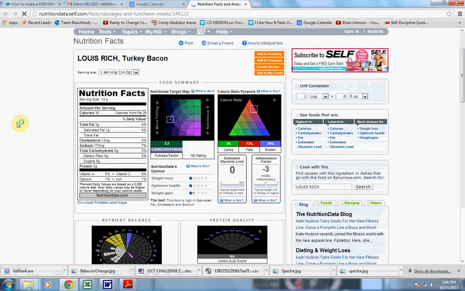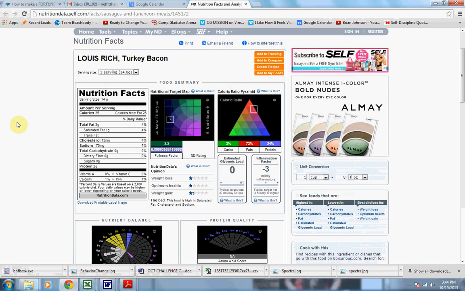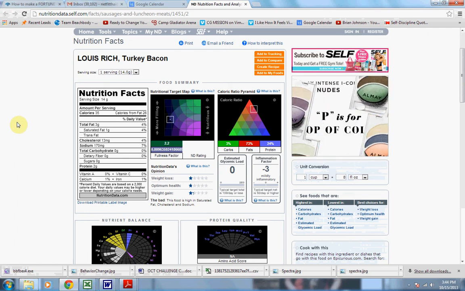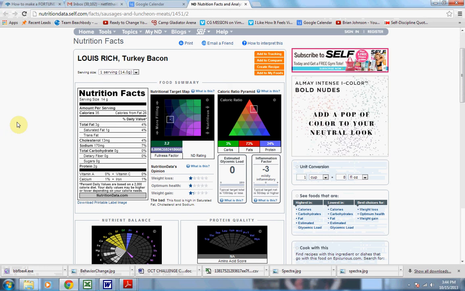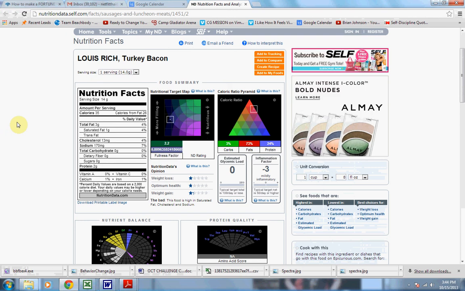So I want you to notice this turkey bacon. The serving size is basically 14 grams. In that serving size, we've got 35 calories total, and we have 26 calories from fat. So 26 out of 35, that's pretty high as far as calorie density. So if you think you're getting a protein food out of this turkey bacon, you're wrong. If you look down at your protein, you've got 2 grams of protein.